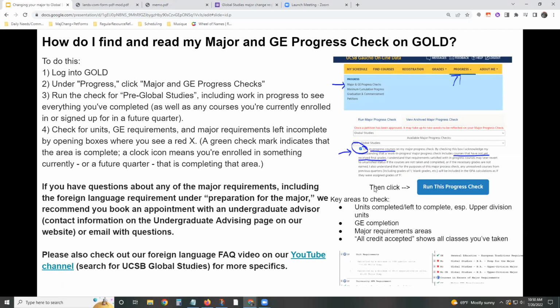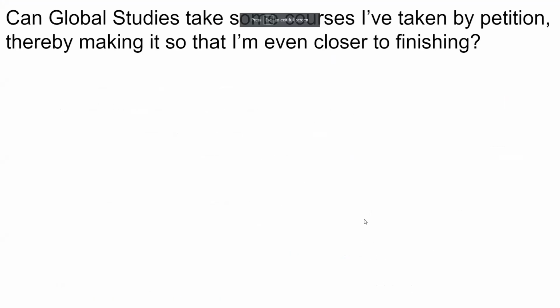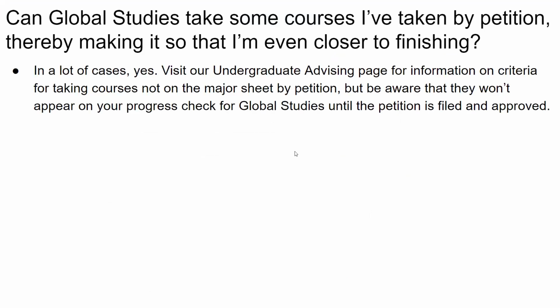So a question a lot of students ask as they're getting ready to join the major is, can Global Studies take some courses they've already taken by petition or by special request, so that way the classes they've taken maybe for a different major would be able to be used for Global Studies? In a lot of cases, yeah, we need to see some specifics about the course. You may even be surprised to see courses from other majors that count already on our major sheet. So definitely look at the major sheet first, look at the progress check first.